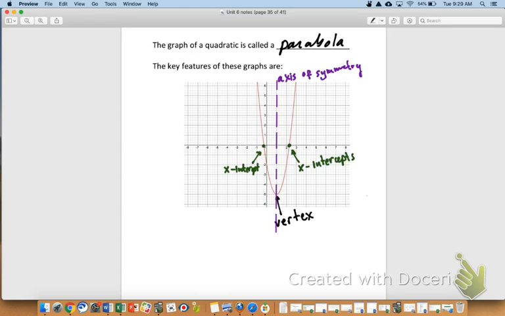Can you guys imagine a scenario where a parabola would have no x-intercepts at all? It was below or above the x-axis, and opening which direction? Yeah, so if it was above and opening up, no x-intercepts, right? Or if it was below and opening down, no x-intercepts, right? Well, there's always going to be a vertex and an axis. Always going to be a vertex, always going to be an axis of symmetry, but x-intercepts, maybe, maybe not.